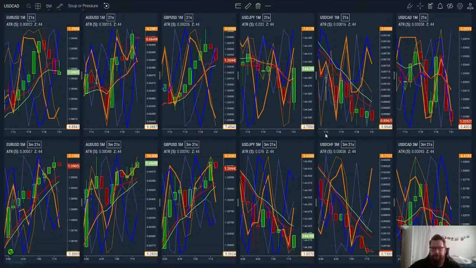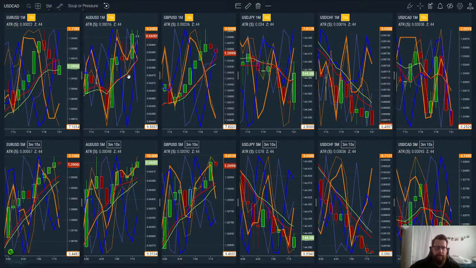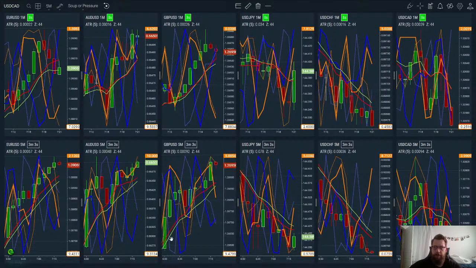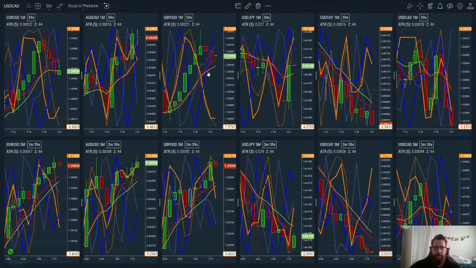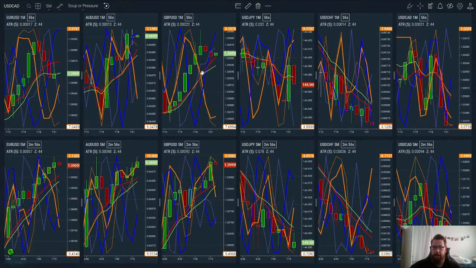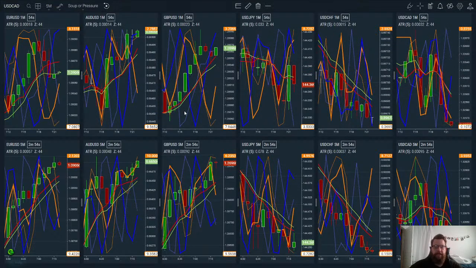Let's see here. Ideally, what we like to see, the perfect setup, let's look at this one for example, would be to see the pressures both facing in the right direction, or the same direction, so there's confluence there. And then to see some kind of pullback in the shorter time frame where it actually goes underneath the pressure.